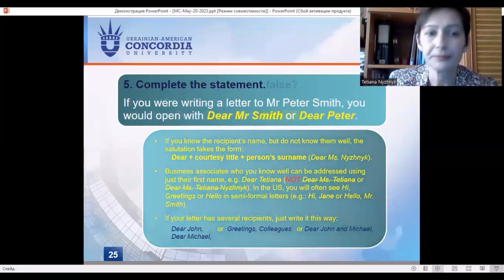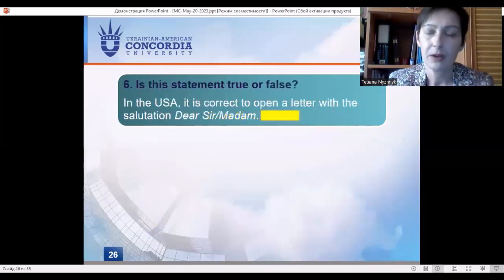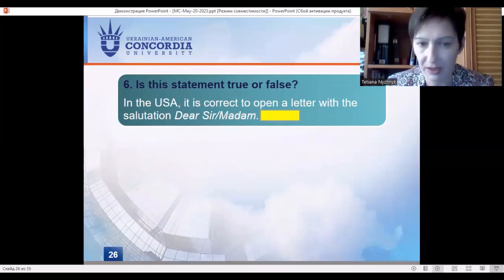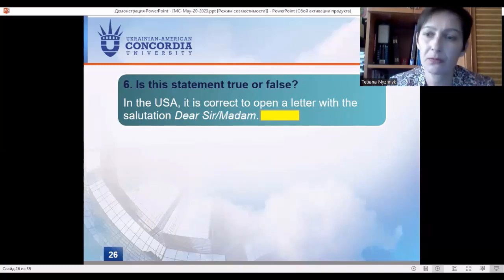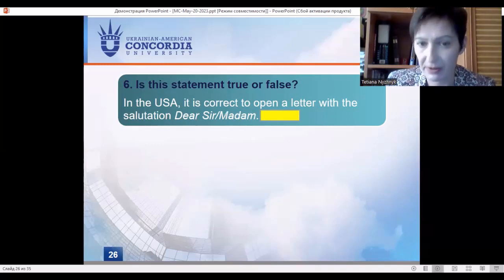Question 6 then. Is the statement true or false? In the United States, it is correct to open a letter with the salutation dear sir / madam. It's wrong. Very, very wrong.